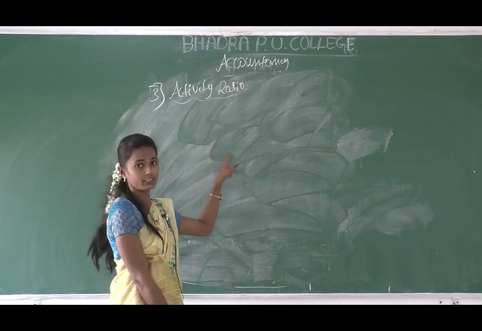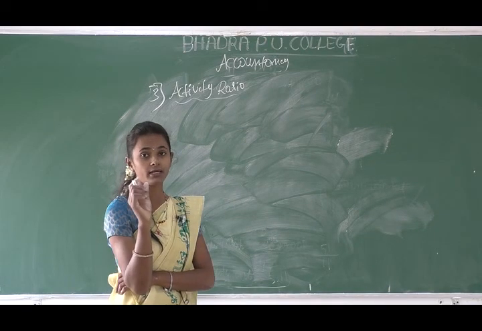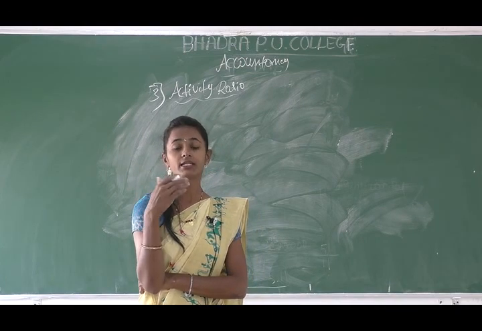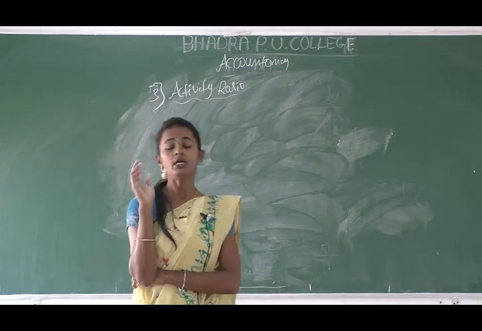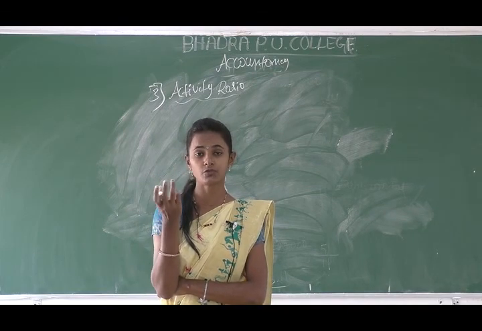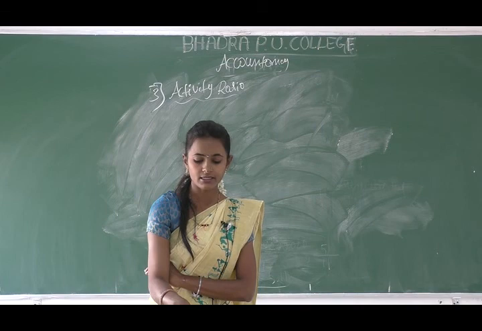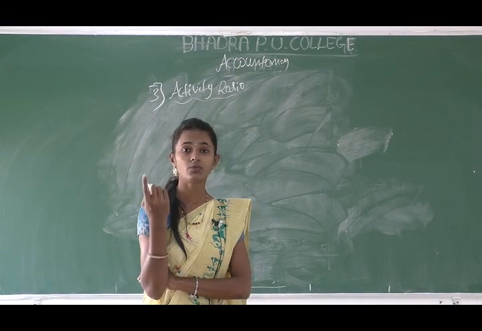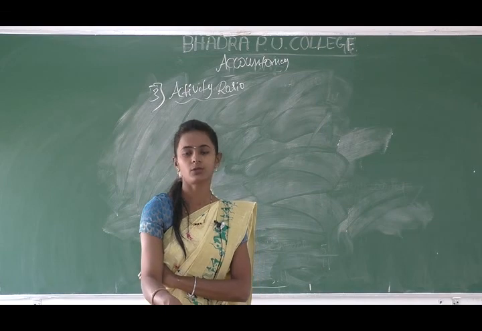One more time I'll explain the meaning. Activity ratios are nothing but the ratios which measure the level of activity or performance or operating efficiency of an enterprise. That ratio is called activity ratio. Under activity ratio we have 3 types of ratios. The first one is inventory turnover ratio, the second one is trade receivables turnover ratio, and the third one is trade payables turnover ratio.